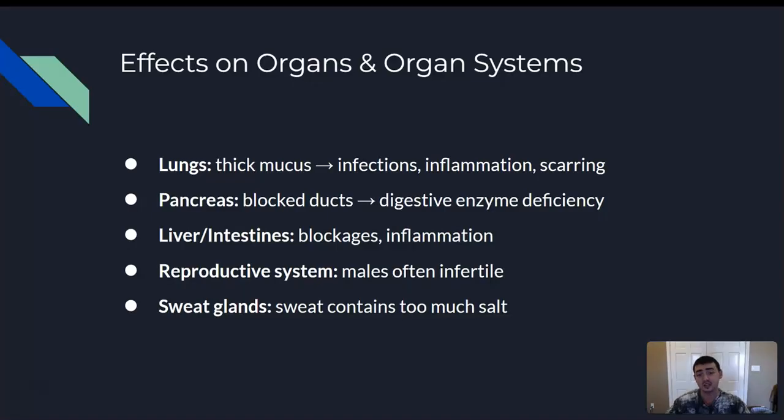In the liver and intestines, mucus blockage can cause inflammation and digestive problems. In the reproductive system, many males with CF are infertile due to blocked sperm ducts. And in the sweat glands, the CFTR protein can't absorb chloride, so sweat becomes extremely salty. Because CF impacts so many organs, treatment requires a multidisciplinary approach.